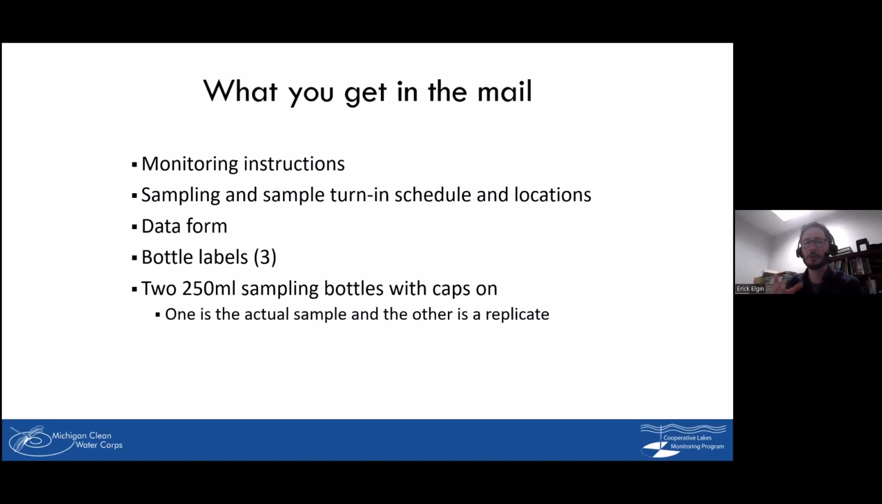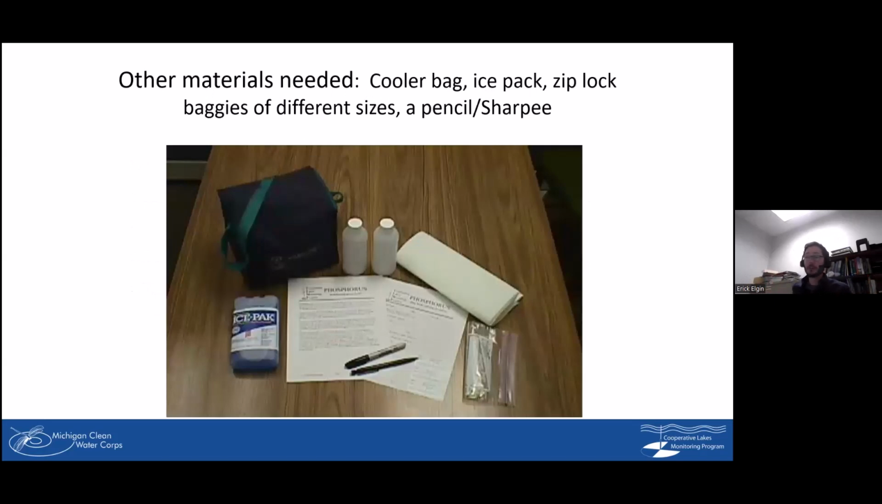This is important. Those are the only bottles that can be used. They have been cleaned appropriately to collect phosphorus. The phosphorus testing that is used is very sensitive. And so if we use other containers that have not been appropriately washed, that can skew your phosphorus results. So you have to use the bottles that we send, and be careful with getting them dirty, as in don't get them dirty before you sample. Other materials that you as volunteers use will be a cooler bag or a cooler, ice pack, Ziploc baggies, and a pencil or Sharpie.